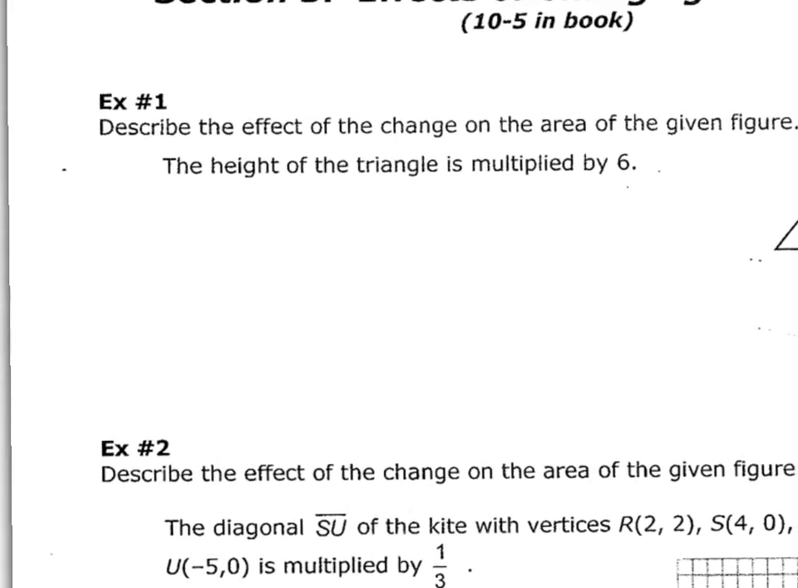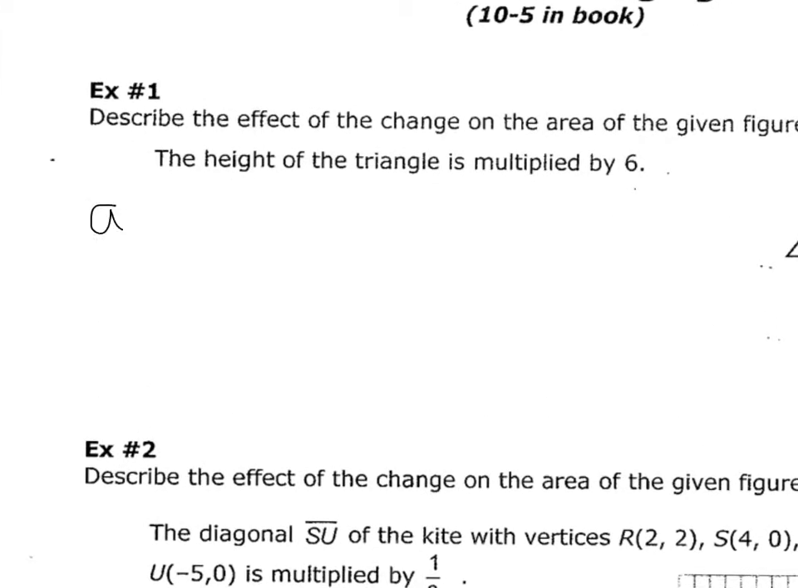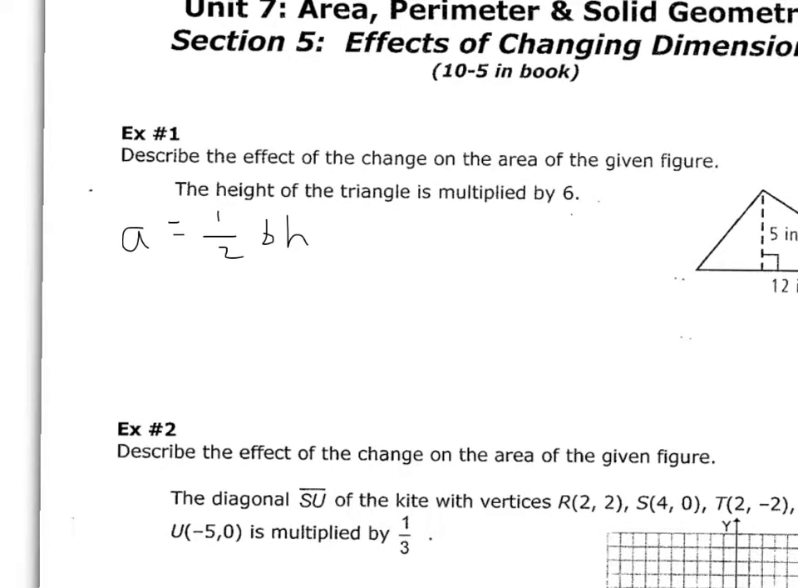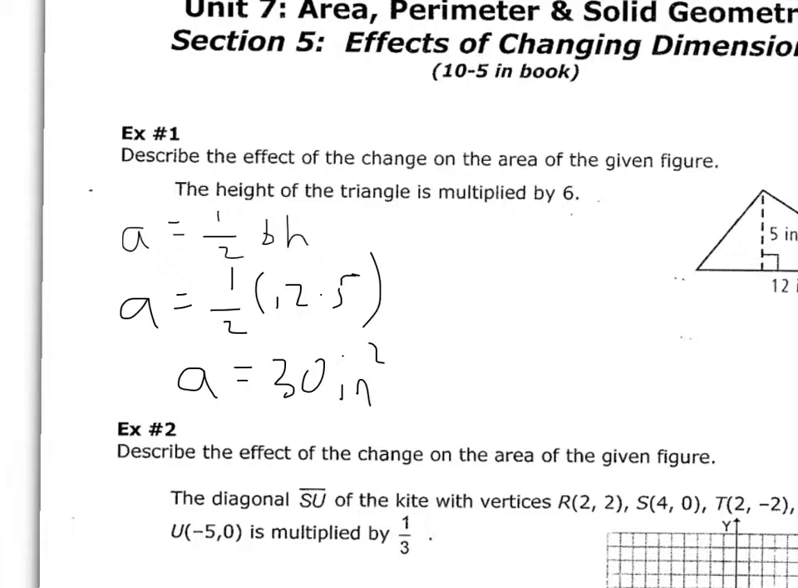And remember, your area for a triangle is always area equals 1/2 base times height. And since we see that there is a 12 for your base and a 5 for your height, we can just plug those in. That would give you area equals 1/2 times 12 times 5. And if you go ahead and reduce that, 12 times 5 is 60, and 1/2 of 60 is 30. Okay, so your area would be 30 inches squared for that initial triangle.